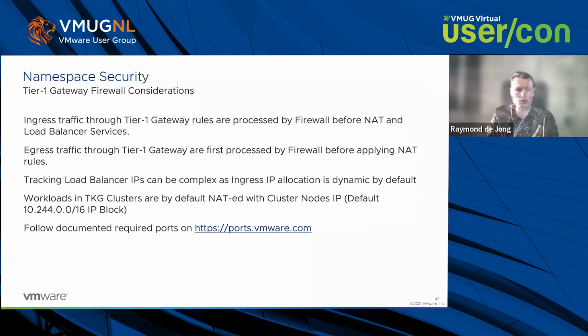Whatever you consider to do for security, and we do see customers looking at securing their namespaces deny by default, what's important is that you always review the required ports on ports.vmware.com, because ports may change with versions. And if you look at that site and sort on vSphere Tanzu, you will see all the ports required between control nodes, your workloads, and ports required for external access inside your cluster.